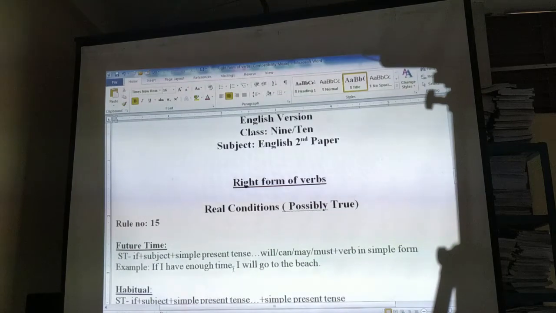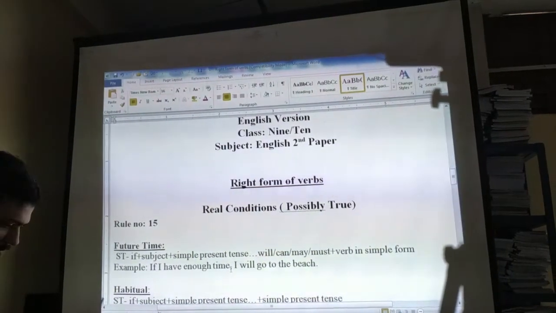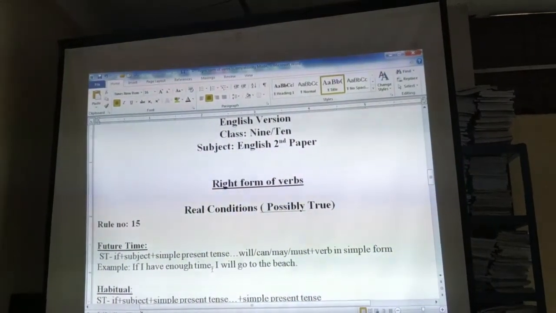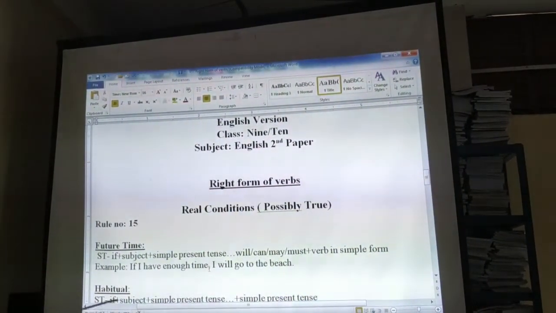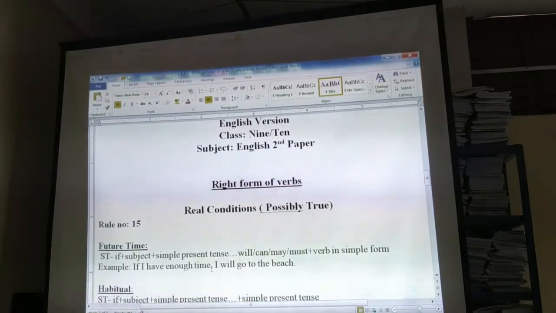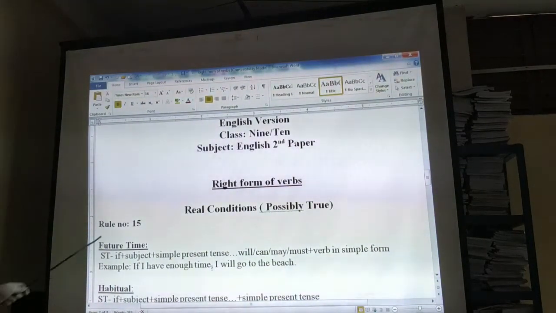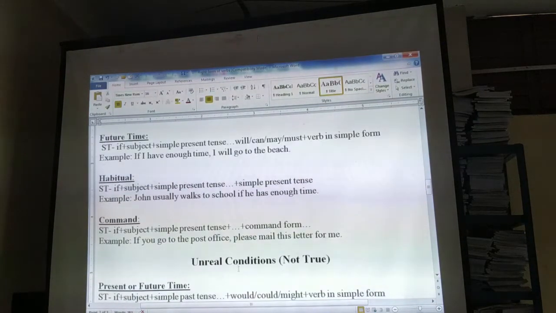See, the rule number 15. We will see three types of sentences in real conditions: future time, habitual, and command.